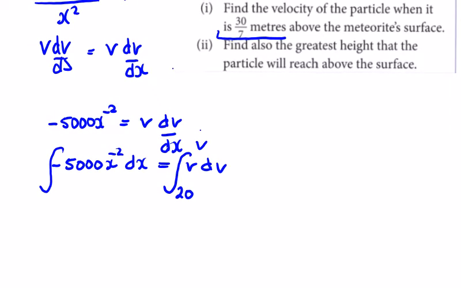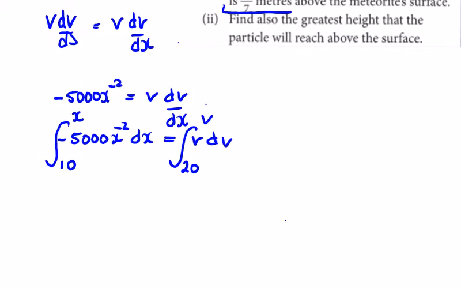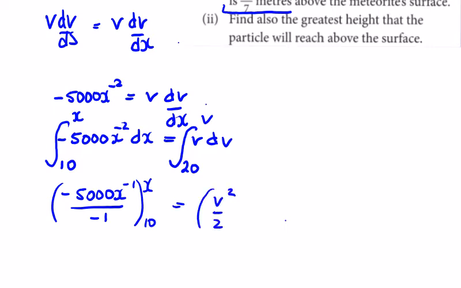And then for x, it's starting above 10, so it starts at 10. And then it's going to go to x. So we integrate these, we're going to get minus 5000 x to the minus 1 over minus 1 between x and 10 equal to v squared over 2 between v and 20.